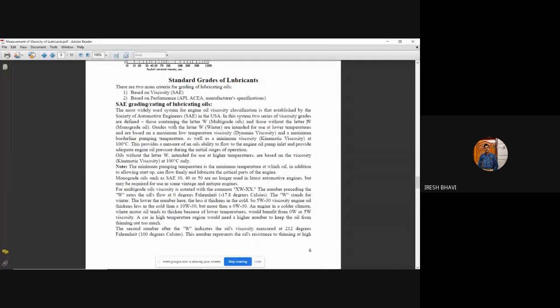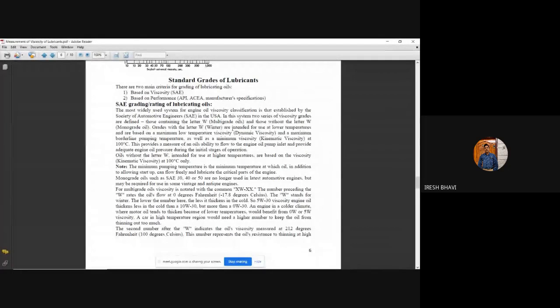For example, suppose SAE 20W40 is there. It is a multigrade oil because it contains the letter W. It means it is a lubricating oil of SAE rating 20 and also a winter rating 40. W stands for winter. Means what? SAE 20W40 means 20 is the rating for summer, whereas 40 is the rating for winter. And those two lubricating oils are mixed together to get SAE 20W40 lubricating oil.